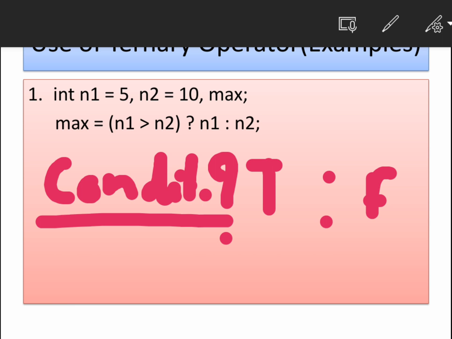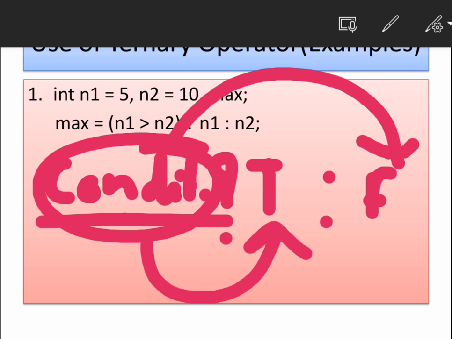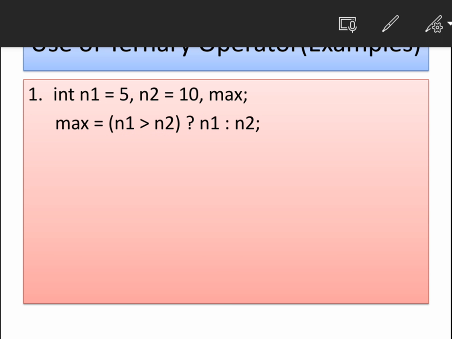Then come on to this. When the condition is true, it moves to the true part, and if the condition is false, it moves to the false part. Let us discuss a small example. See, what is n1?